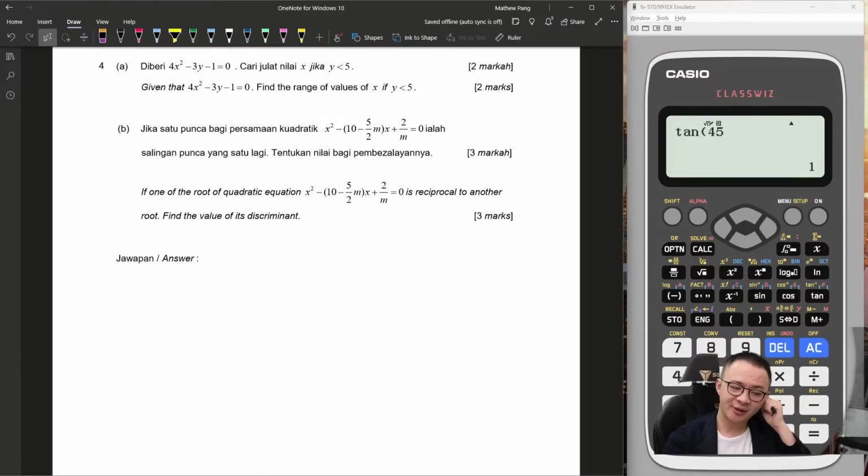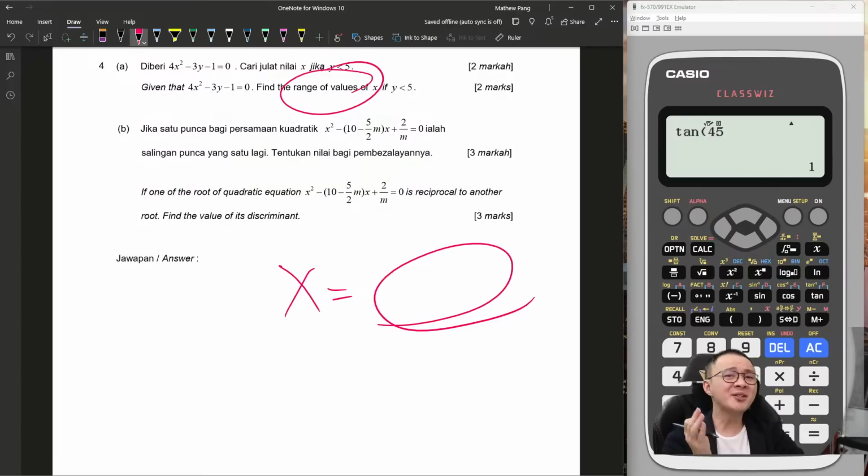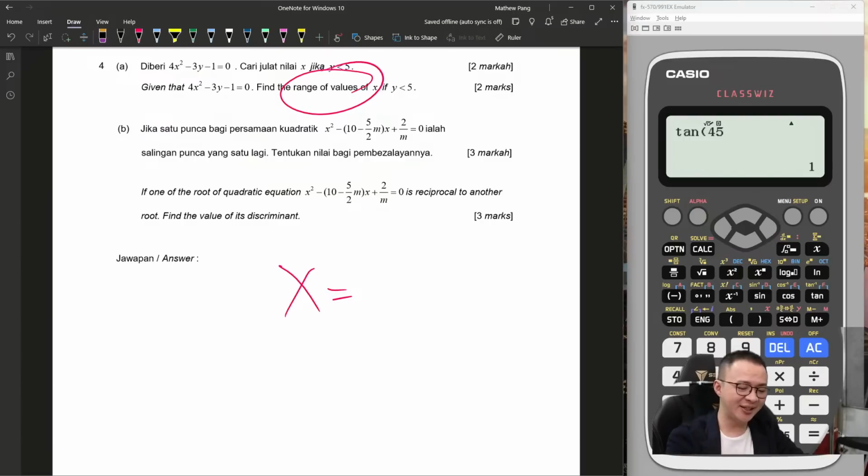Okay, next question. They're given 4x squared minus 3y minus 1 equals 0. Find the range of values of x if y is less than 5. So the question says range of values of x. What does this mean? It means your final answer is not x equals something. Because what's the meaning of range? In Malay, they call it julat nilai. So the range basically must relate to an inequality.